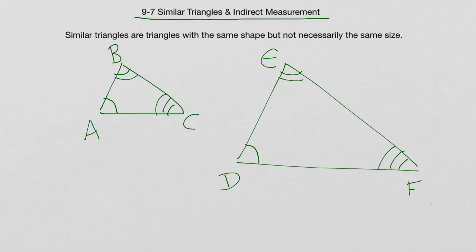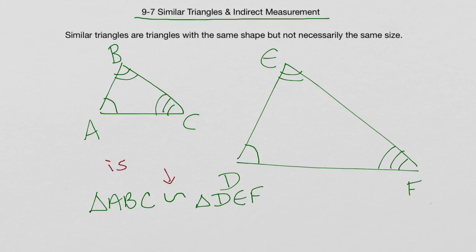So it turns out that these two triangles, triangle ABC, is similar, and there's a specific symbol for that, looks like a sideways S, similar to triangle DEF. They are the same shape, but not necessarily the same size. So this symbol means is similar to, okay?